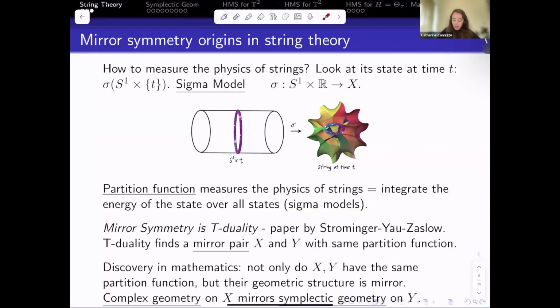Strominger, Yau, and Zaslow, or SYZ for short, wrote this paper, Mirror Symmetry is T-duality. T-duality is the process that produces another manifold that has the same partition function. So X and Y are pairs of manifolds, different geometries, different manifolds, but they have the same partition function. The physics of this string is the same. So not only do these X and Y have the same partition function, but actually their geometric structure is mirror. So the complex geometry on X mirrors the symplectic geometry on Y.